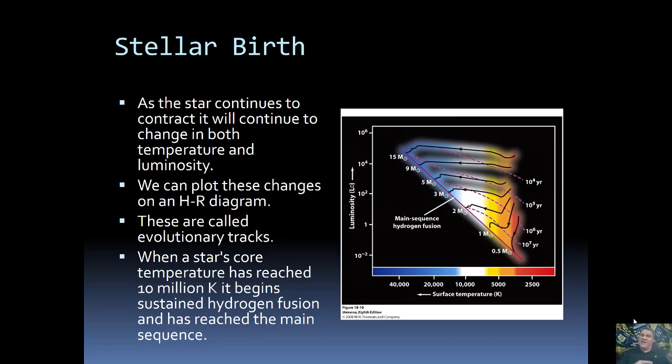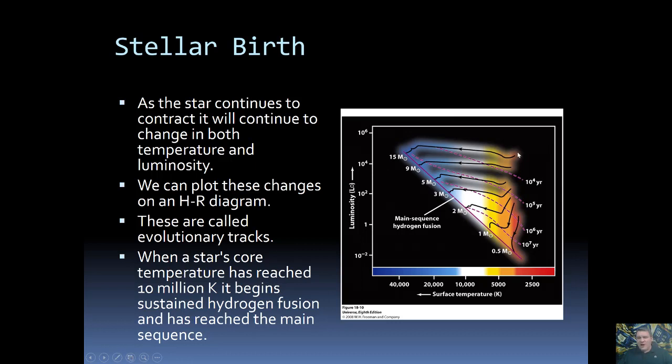But if they're also heating up, that could lead to an increase in luminosity. So we're getting all sorts of interesting interplays as these things shrink, depending on how long it's taking for them to shrink. Well, we can show all of these changes on the HR diagram. Okay, so the stars begin over here in the top right-hand corner. Then, as they shrink, depending on their mass, will determine which evolutionary track they're going to take.